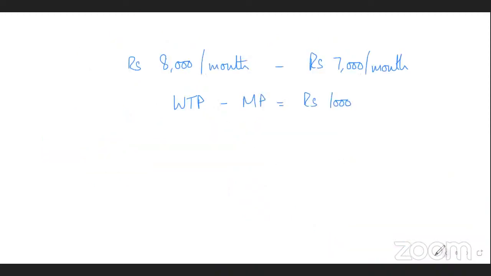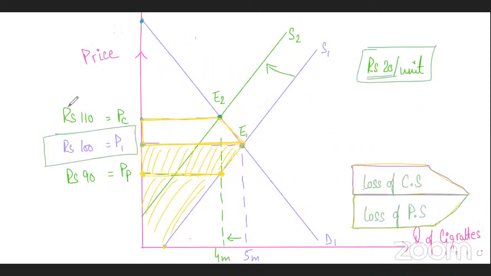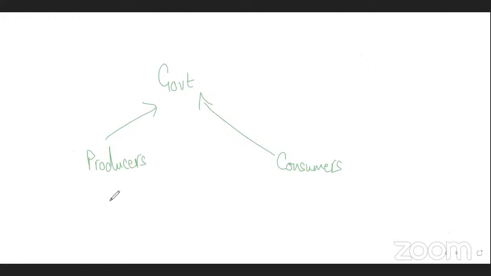After taxes, consumers are paying 110 rupees, which is 10 rupees higher than what they used to pay previously. And producers are now receiving, after tax, 90 rupees, which is less than what they used to receive before tax. Right? So both parties got negatively affected. 10 rupees is being contributed by producers per unit, and 10 rupees is being contributed by consumers for each unit. That makes a total of 20 rupees that goes into government's pocket, 20 rupees per unit of cigarettes.